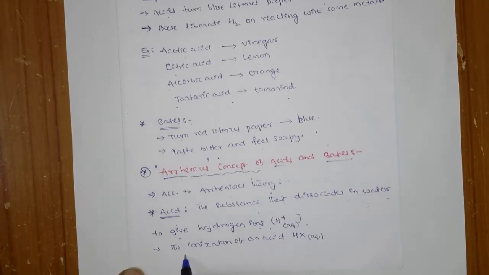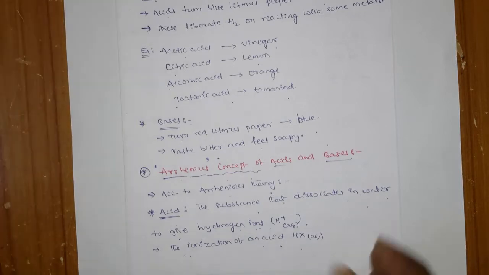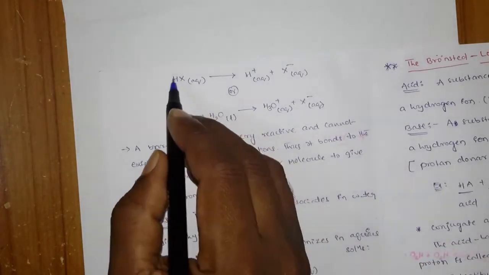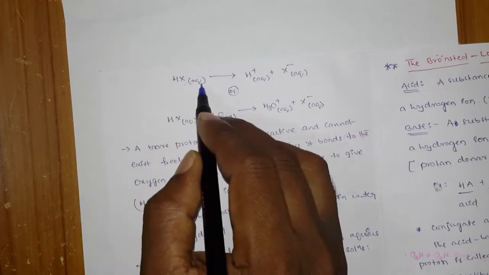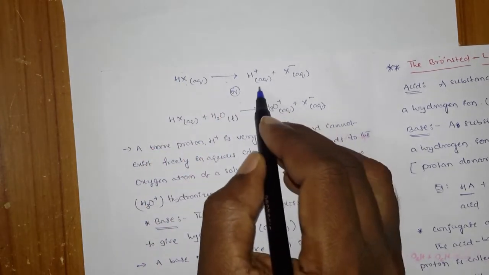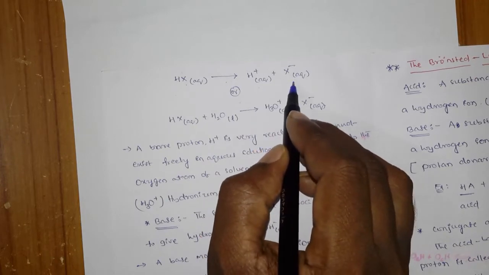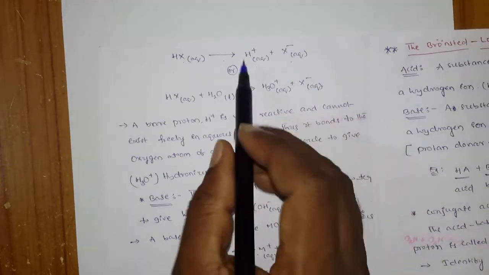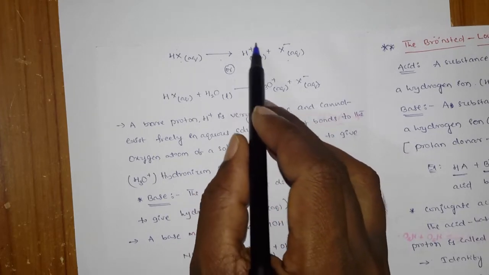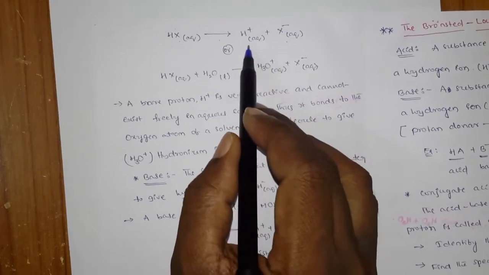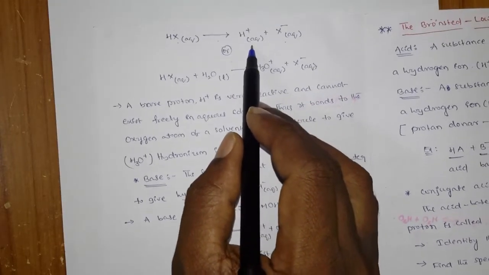The ionization of an acid: all the acids, when you dissolve them in water, of the general type HX, dissociate in water and produce H plus ions. Do you see the example? This is a type of acid, and when it dissociates in water, it produces H plus and X minus ions. Already I told you these H plus ions are highly reactive, so they cannot stay like that only.